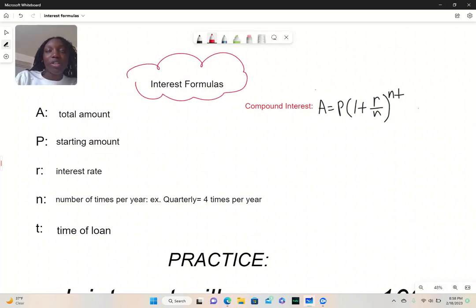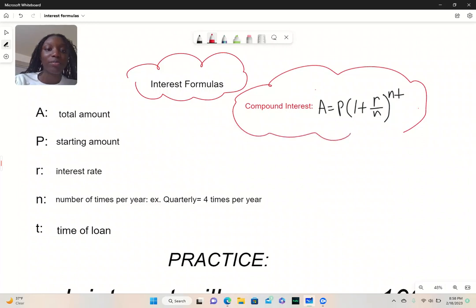Interest formulas can be applied in the real world if you're trying to buy a car or buy a house and you're trying to figure out that interest. So let's get right into it. There are two types of interest formulas: the compound interest formula and the continuous interest formula. Today I'll only be talking about compound interest.